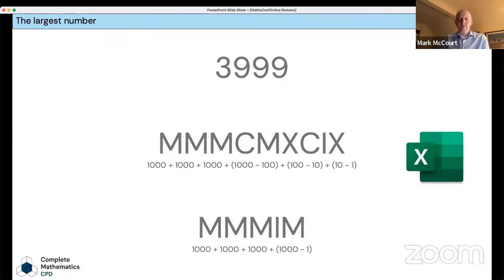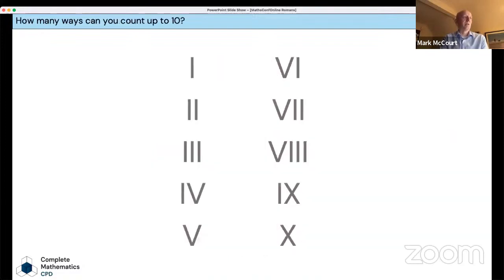There's not a great deal of mathematics they're getting out of that. Yes, there's some interesting things about historical numbers, but we can do some really interesting maths rather than just the historical case. Here, for example, how many ways can you count up to 10? There's a nice question to ask a bunch of year 4 pupils. How many ways can you count up to 10?